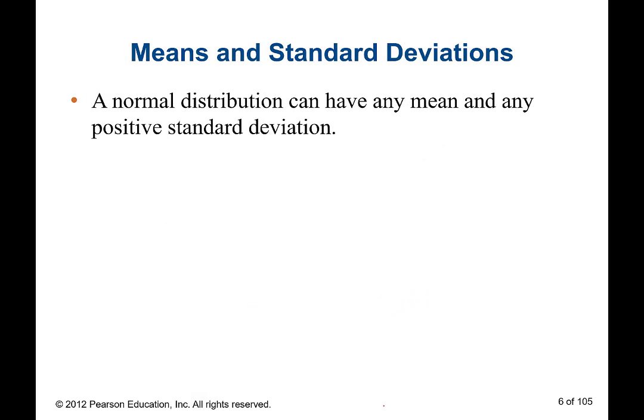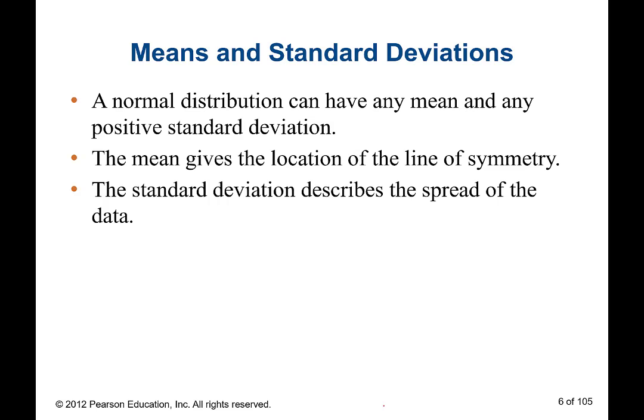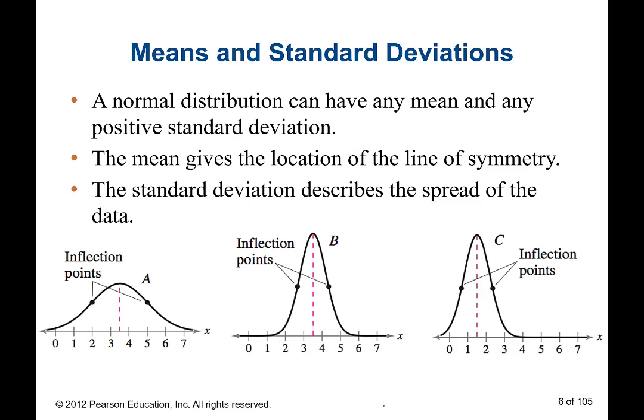Now, some specific characteristics of normal distributions in general. A normal distribution can have any mean and any positive standard deviation. The mean is going to give the location of that line of symmetry right down the center of the bell curve. And the standard deviation is going to describe how spread out the data are, or the bell curve is. Okay, so here are 3 examples. In each of these examples, we've marked the inflection points.